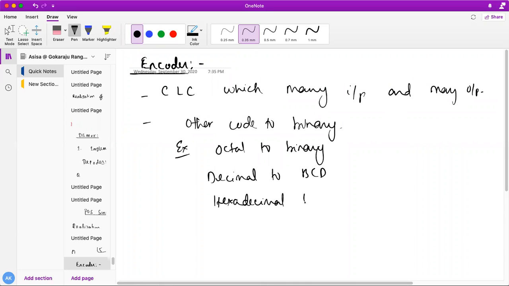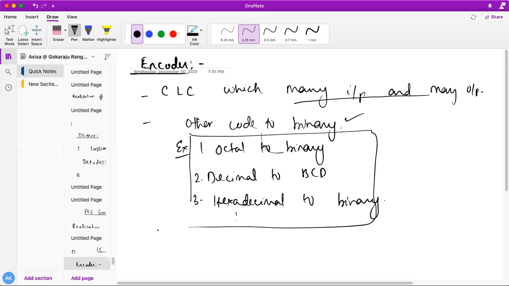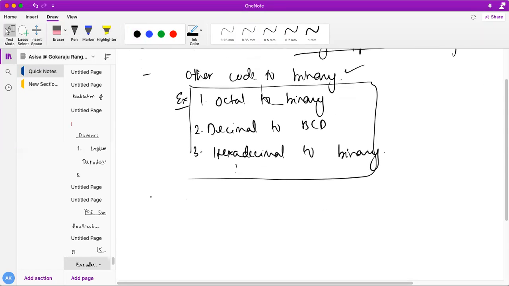And hexadecimal to binary. So mainly, what is an encoder? An encoder is a combinational logic circuit which has many inputs and many outputs, and which converts other code to binary code. My examples are octal to binary, decimal to BCD, and hexadecimal to binary. These are the basic encoder circuits, so we'll see what the basic encoder circuit is.